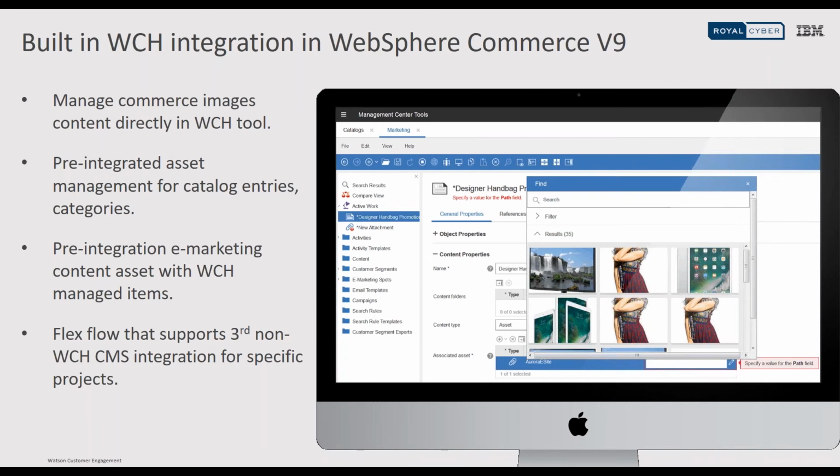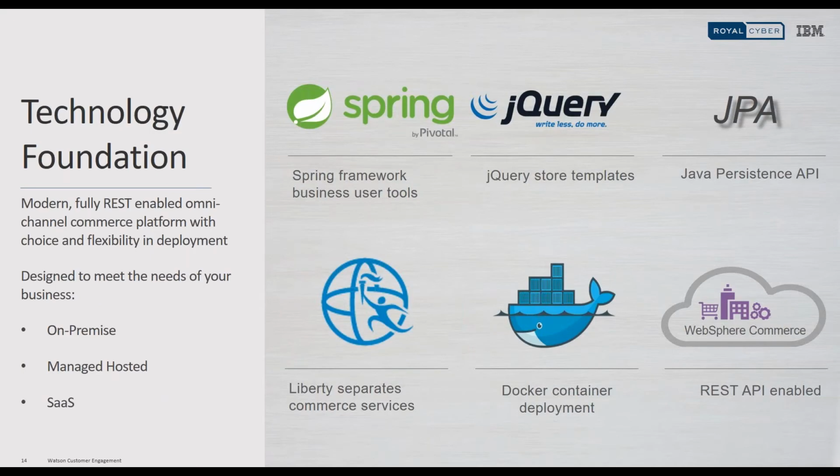So WCS integration with WebSphere Commerce version 9 manages your commerce images directly within the WCH tool. It comes pre-integrated with e-marketing content assets as well, and it has FlexFlow, which supports third-party non-WCS CMS integration for specific projects. So let's say you are already using a third-party CMS, it enables you to use that CMS as well while you host all your images and attachments on the WCS side.